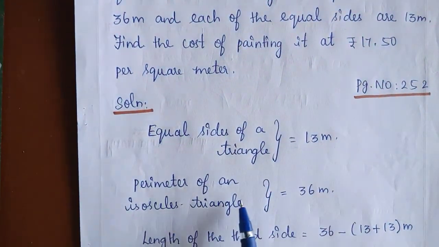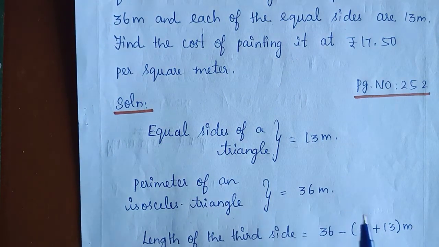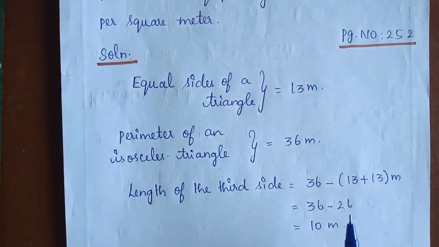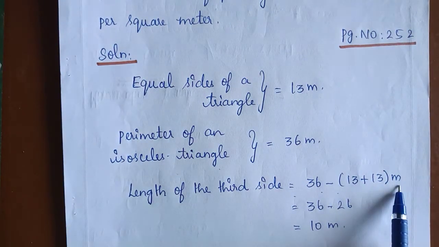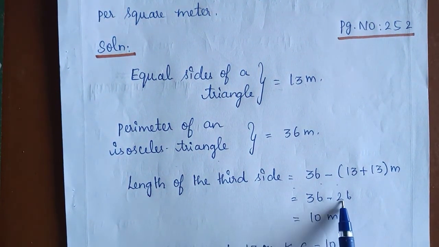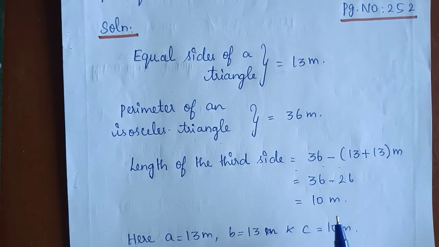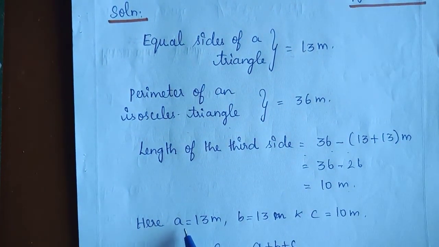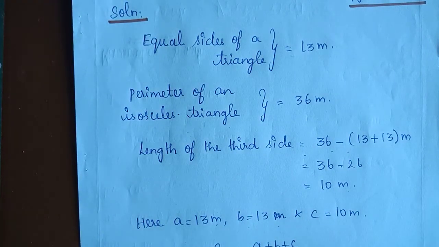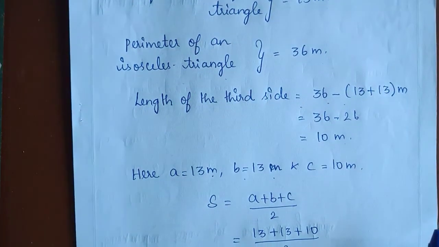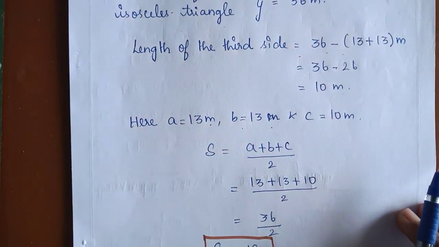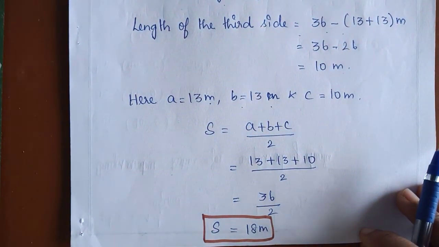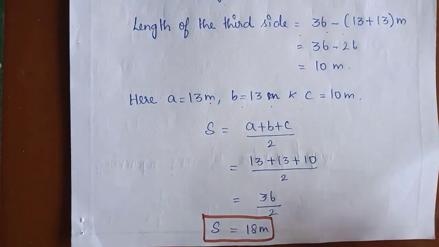Then the next one is perimeter of an isosceles triangle is equal to 36 meter. Then the length of the third side is equal to 36 minus (13 plus 13) meter, which is equal to 36 minus 26 is equal to 10 meter. Now we find the sides of the triangle are A is equal to 13 meter, B is equal to 13 meter and C is equal to 10 meter. So S is equal to (A plus B plus C) by 2, which is equal to (13 plus 13 plus 10) by 2 is equal to 36 by 2. The value of semi-perimeter S is equal to 18 meter.